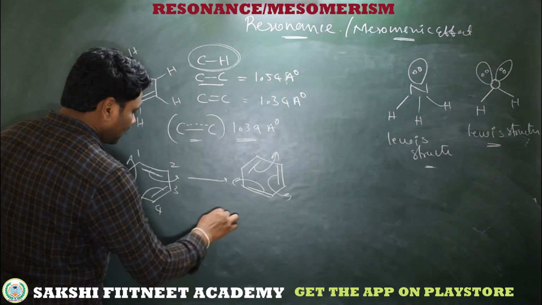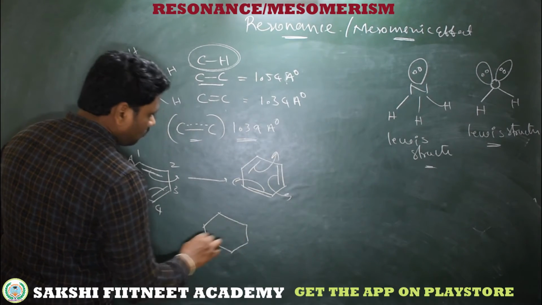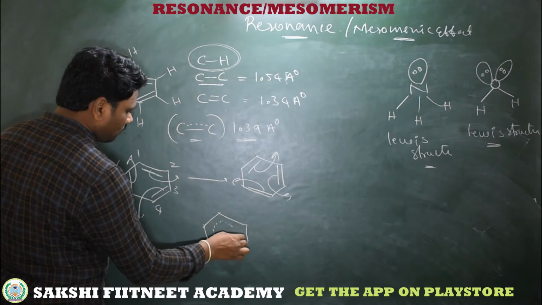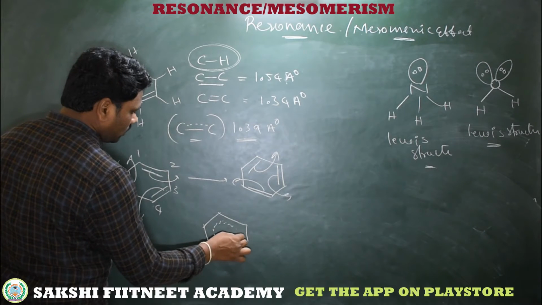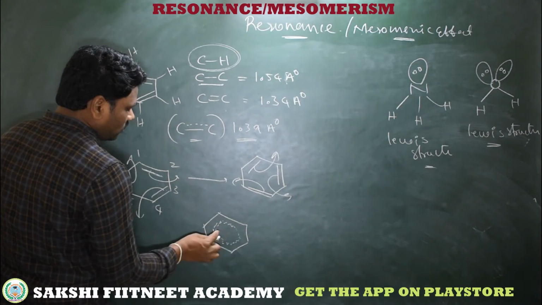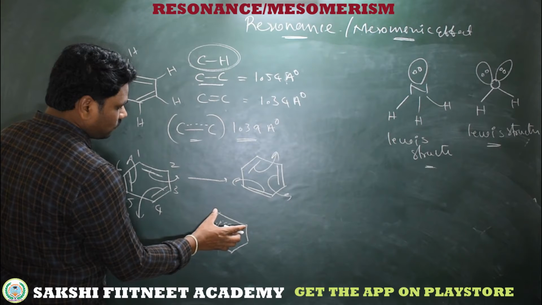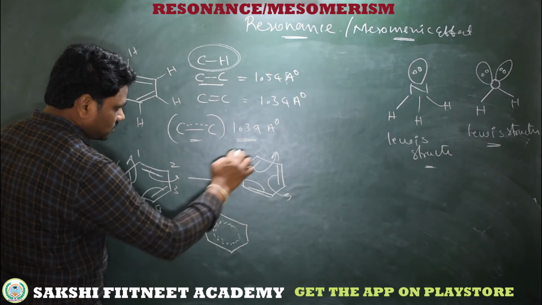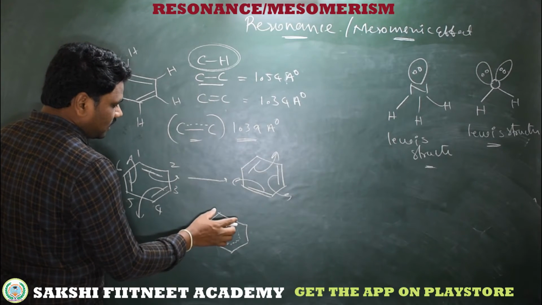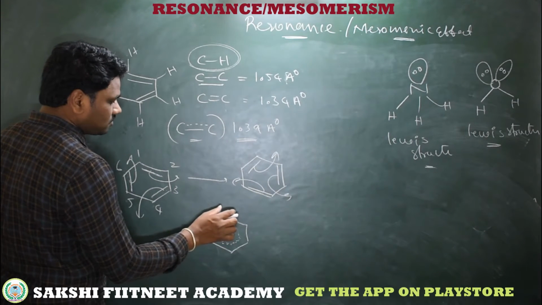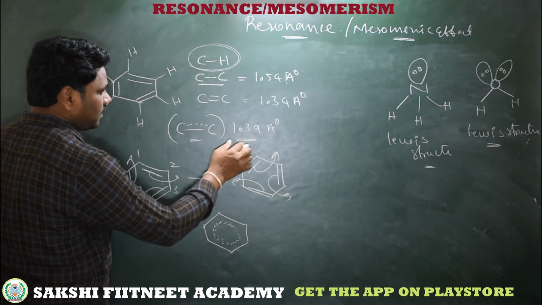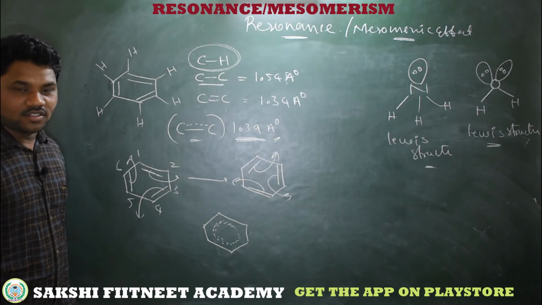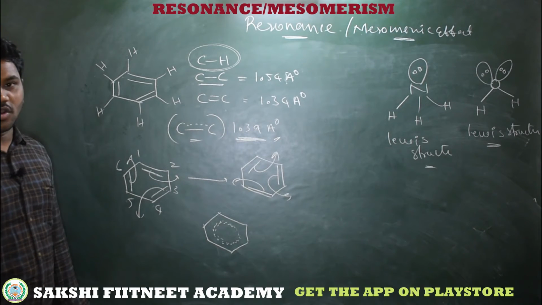Due to that reason, instead of carbon-carbon single bond and carbon-carbon double bond, we are getting an intermediate between a carbon-carbon single bond and a double bond, like this. If the single bond is there, that should be somewhat longer. If the double bond is there, somewhat shorter. But because of this continuous delocalization, the single bond, double bond, single bond, double bond become fixed at an intermediate state, that is 1.39 angstroms, 1.39 angstroms. That is called resonance.